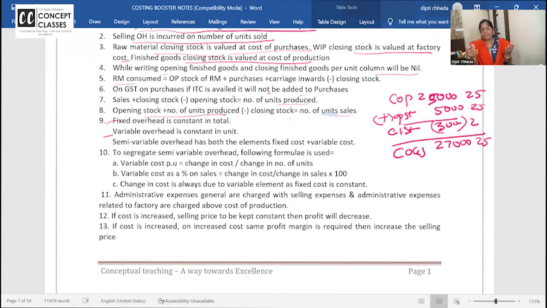I've made a separate video for that. Just scroll up, down, you'll get it. That is, in semi-variable overhead, if there is a change in cost, that is only because of the variable cost. So change in cost divided by change in units will give you the variable cost part in the semi-variable.